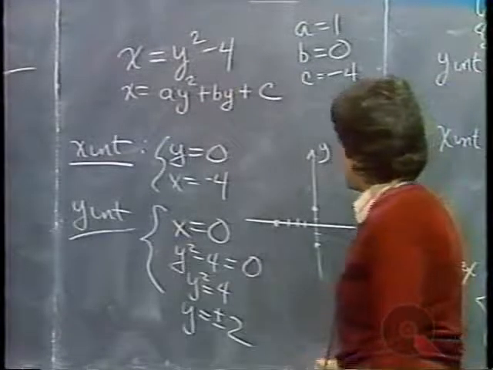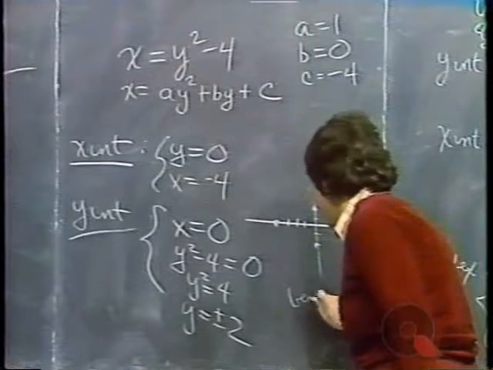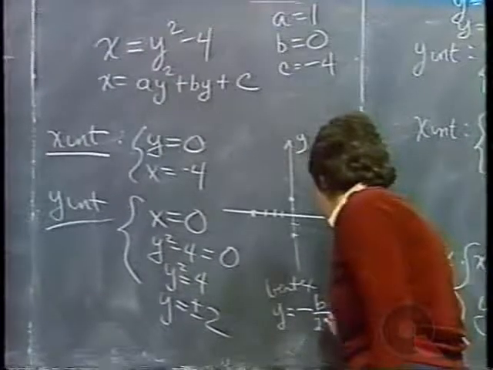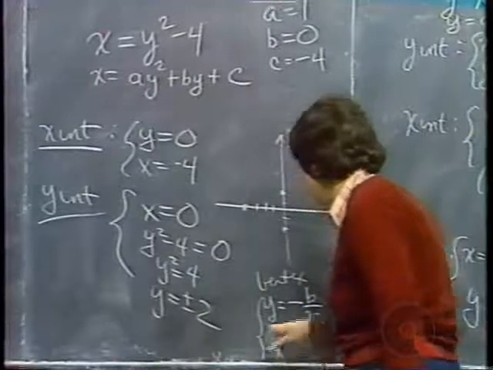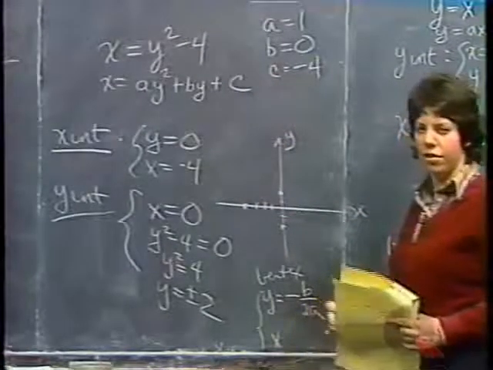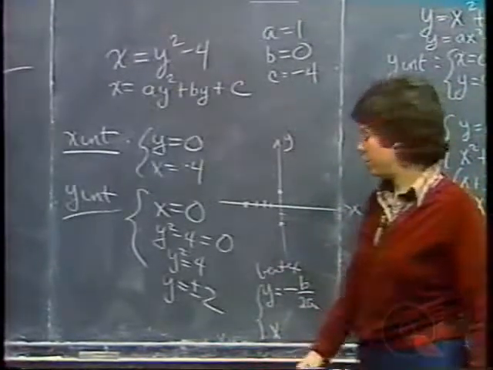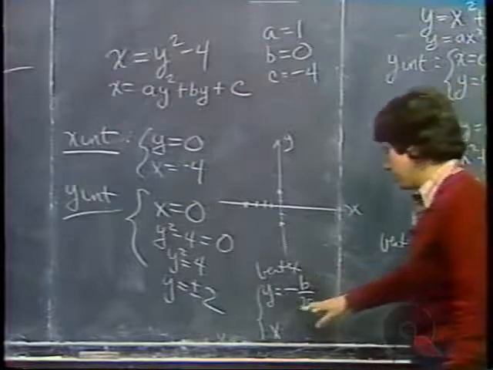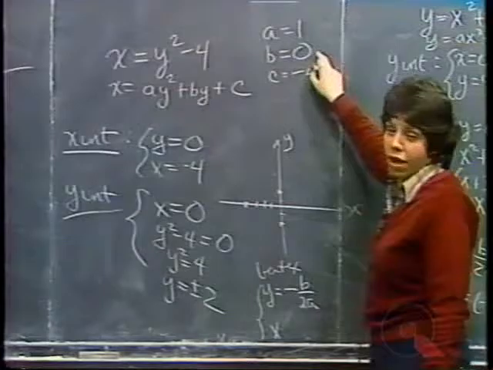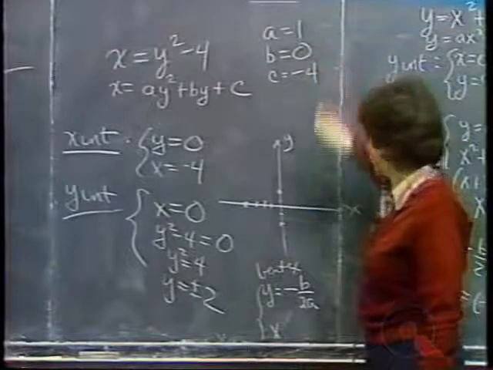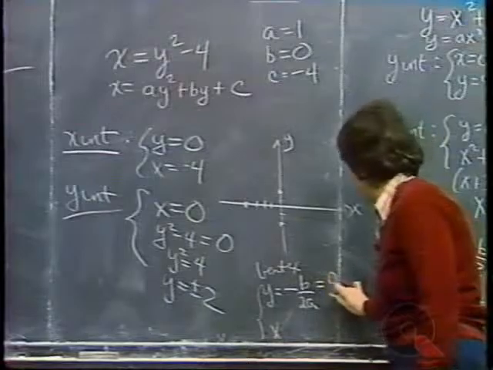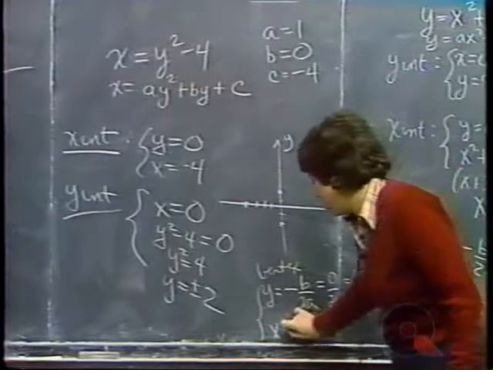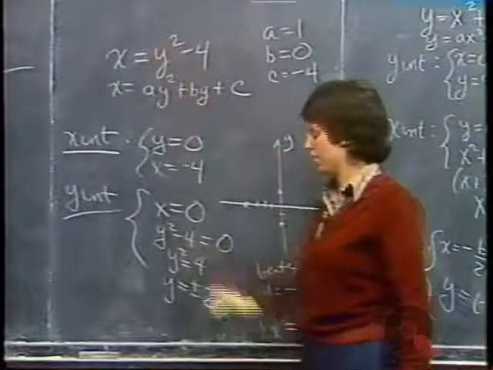Furthermore, it can be shown that the y-coordinate of the vertex is located at minus b over 2a, and the x-coordinate is found by then substituting into the original equation. See, everything is just reversed here. The x's and the y's have been interchanged. So you find the y-coordinate of the vertex by substituting into minus b over 2a. Minus b over 2a in this case would come out to be 0 over 2, which is 0, because b is 0. And then substituting in, when y is equal to 0, x, of course, is equal to minus 4.